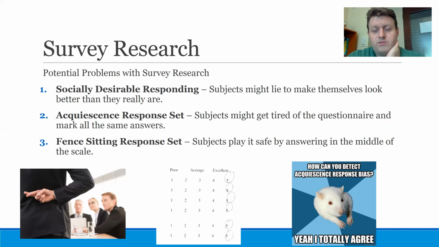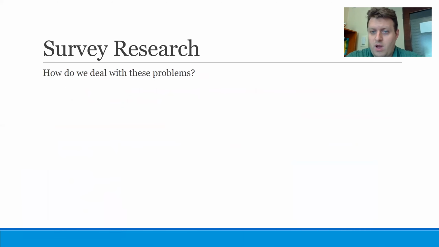Third, subjects might have a fence-sitting response. So here they are very non-committal. All right, they want to be in the average of everything, so they pick the middle choice every single time. It takes them a whole lot to go to one of the extremes. So all of these biases are going to lead us to have some messy data. So what can we do to try to prevent these problems?